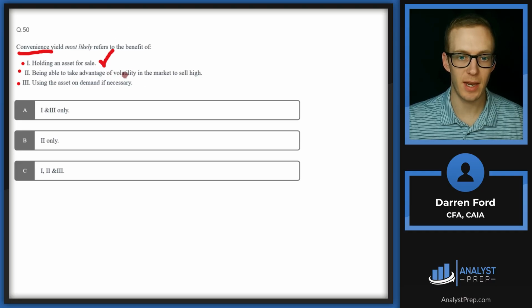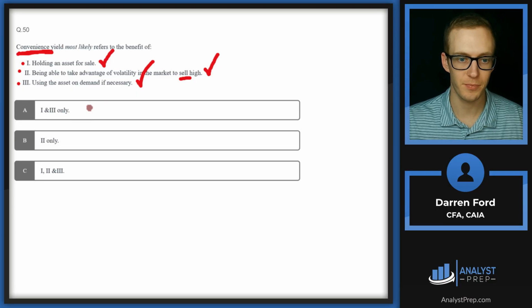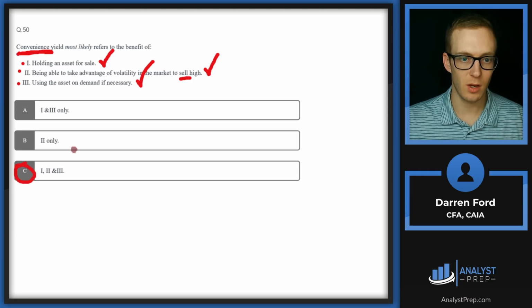2, being able to take advantage of volatility in the market to sell high. That's also going to be a benefit. If we already hold the asset, a benefit of that is if prices spike, we can sell it at a higher price. 3, using the asset on demand if necessary. That's also going to be a benefit. If we're an oil producer, in that instance, there's a convenience yield of us having oil on demand so that we can produce that into the end product and sell it. So that's going to lead us to answer C. All three of these are good.